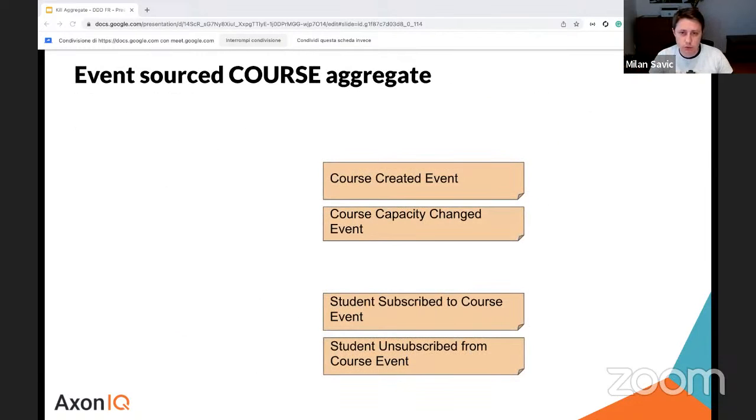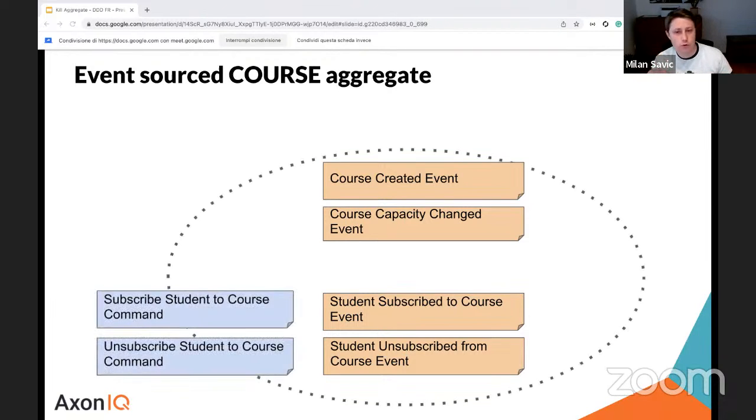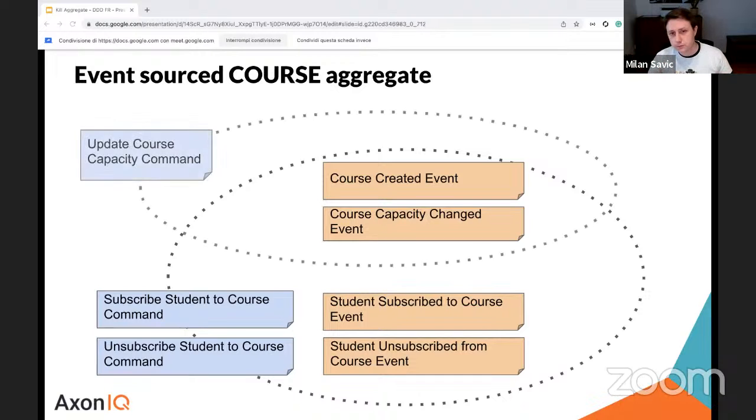On the other hand, if you take a look at the event-sourced aggregates, we have the aggregate state stored as a series of events. So: course was created, capacity changed, student enrolled, student unsubscribed, etc. For subscription and unsubscription to the course, we need to load the whole stream of events, and it makes sense. But again, handling the update course capacity command, in order to rebuild the current state of the aggregate, we need to load all events, while essentially we only need these two events, right? So already we see that something is a little bit off here.